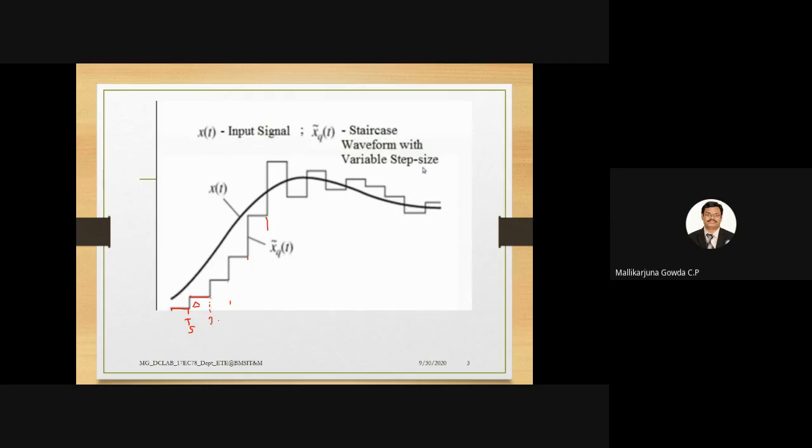Then at 2TS, it will compare with the analog signal, right? Now also the analog input signal is greater, meaning x of nTs is greater than x hat of nTs, right? So now again it will be incremented by delta. Then it will stay at this level. Then at 3TS, what happens? Here also my analog input signal is greater than the staircase waveform, that is x hat of nTs. Again, it will be incremented by delta.